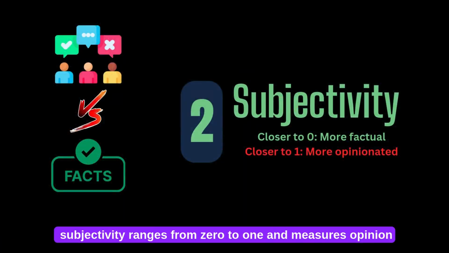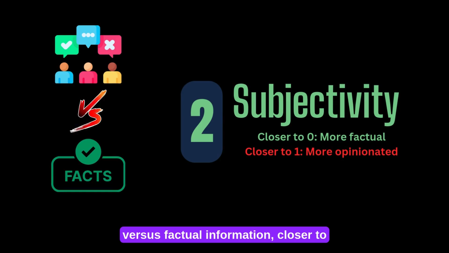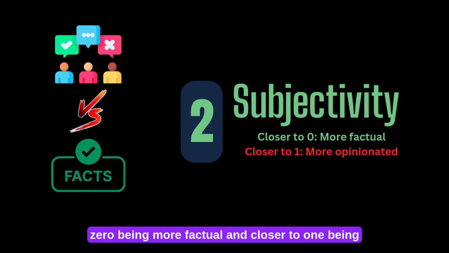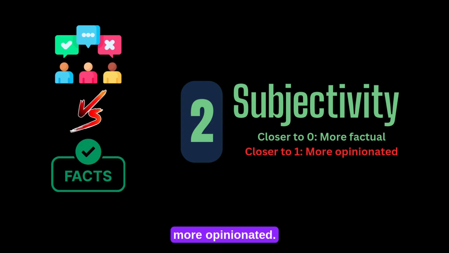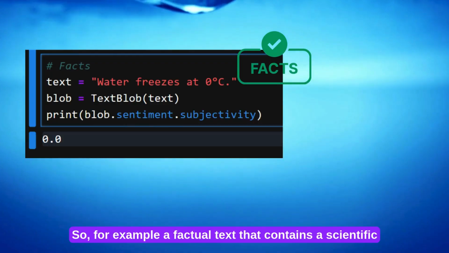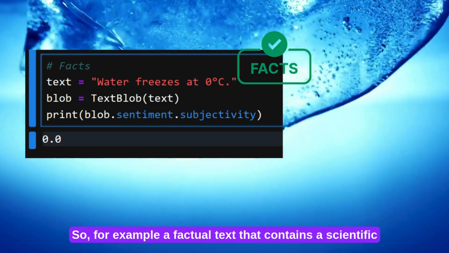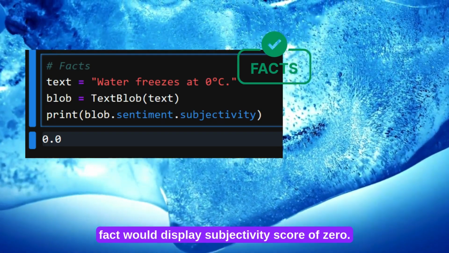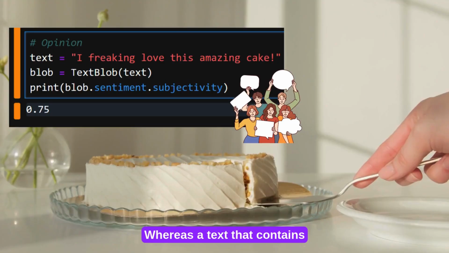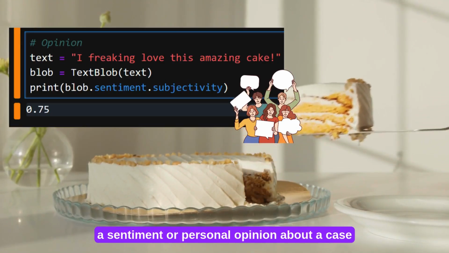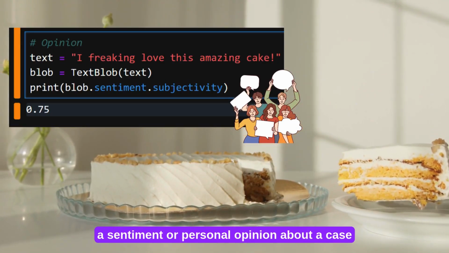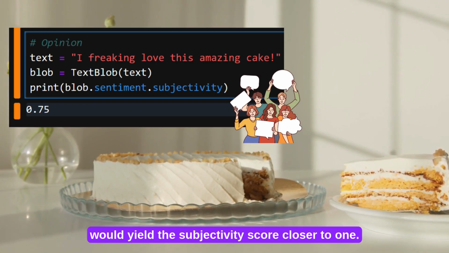Subjectivity ranges from 0 to 1 and measures opinion versus factual information, closer to 0 being more factual and closer to 1 being more opinionated. So, for example, a factual text that contains a scientific fact would display a subjectivity score of 0, whereas a text that contains a sentiment or a personal opinion about a cake would yield a subjectivity score closer to 1.